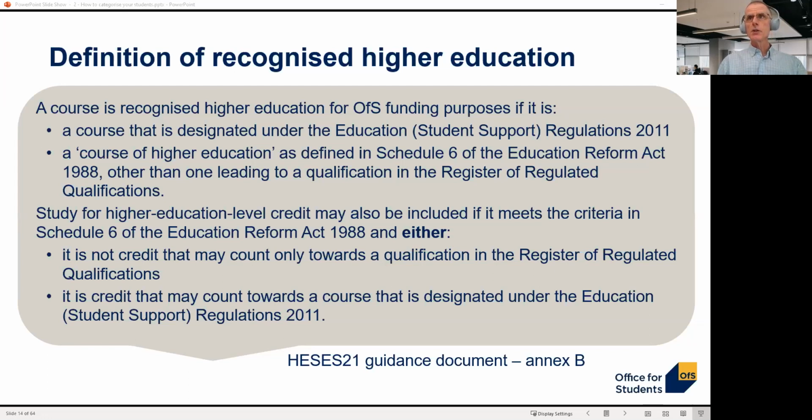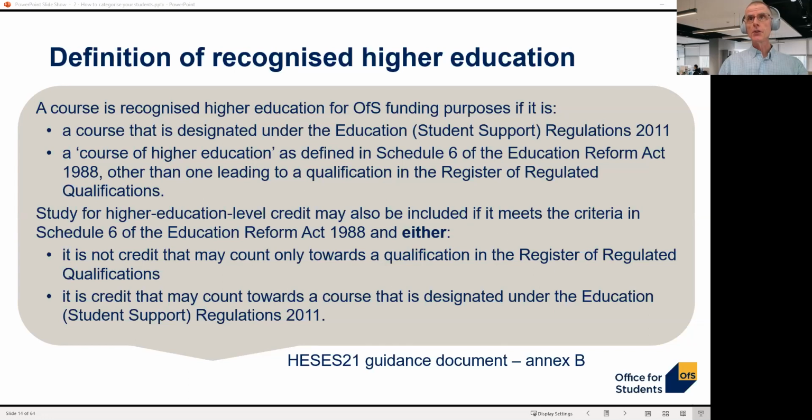In practice, this largely includes pretty much all degree qualifications: bachelor's, master's, and other postgraduate qualifications, foundation degrees as well, and things like higher national certificates and diplomas. Some other types of qualifications, such as certain professional qualifications, are not included. So if you're not sure about this, you can contact the funding round team to help you.